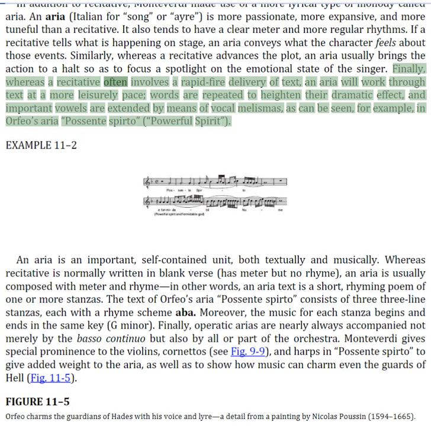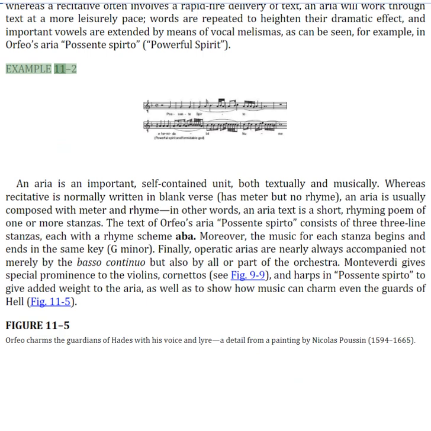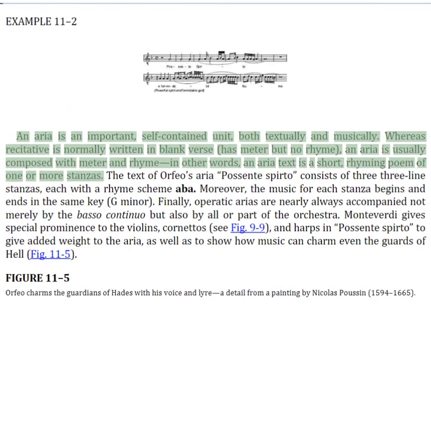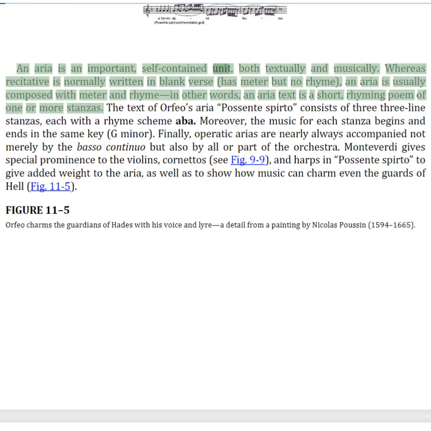Finally, whereas a recitative often involves a rapid-fire delivery of text, an aria will work through text at a more leisurely pace; words are repeated to heighten their dramatic effect, and important vowels are extended by means of vocal melismas, as can be seen, for example, in Orfeo's aria, Possente spirto. Example 11:2.